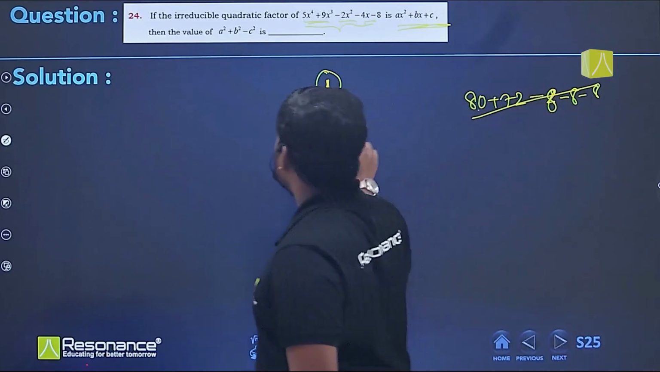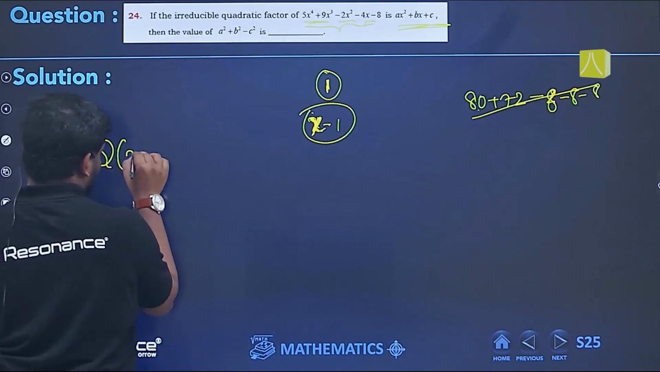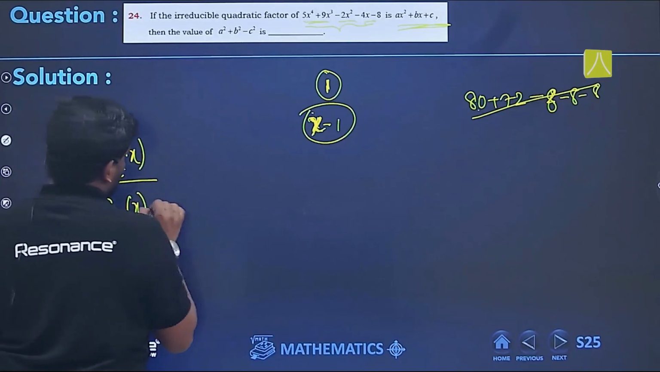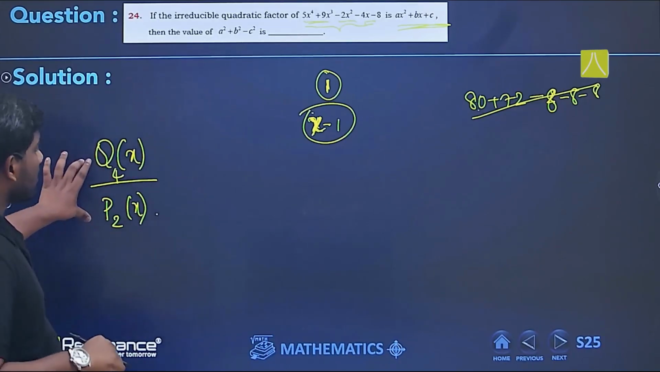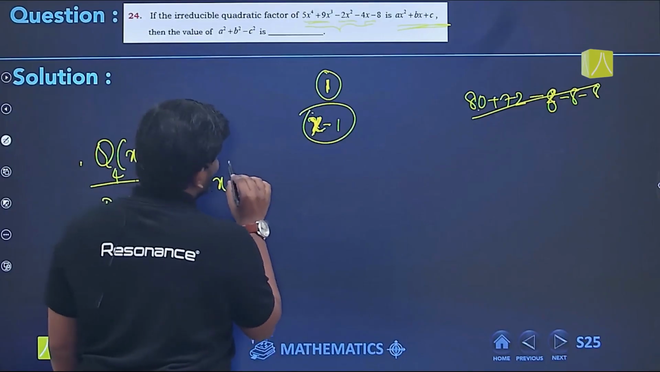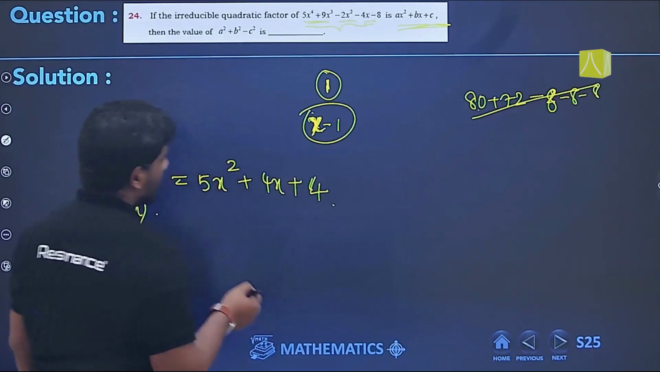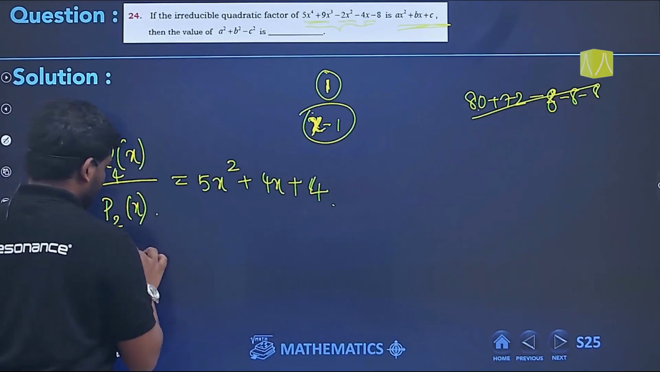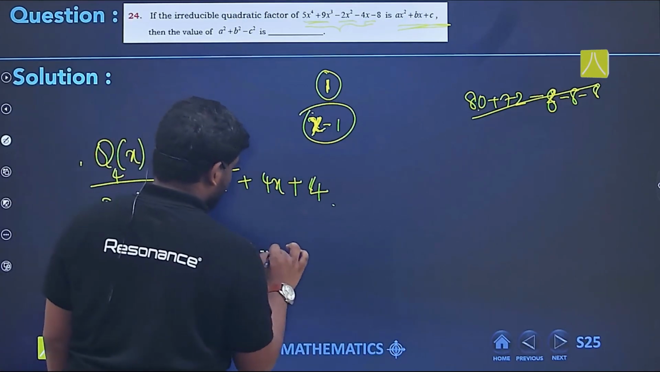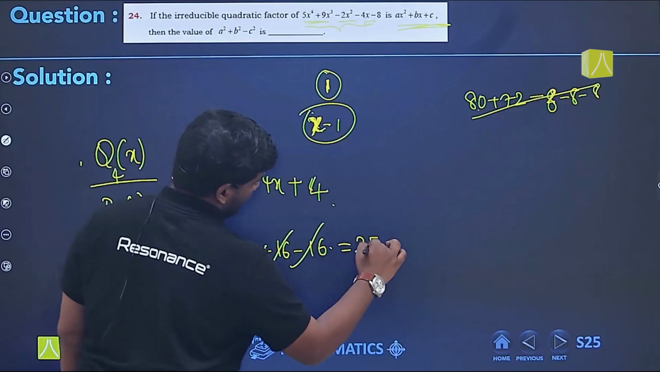So we factor the biquadratic in x. When we do this, we get an irreducible expression as 5x square plus 4x plus 4. Now they asked us to find a square plus b square minus c square. So that's 25 plus 16 minus 16, which is 25.